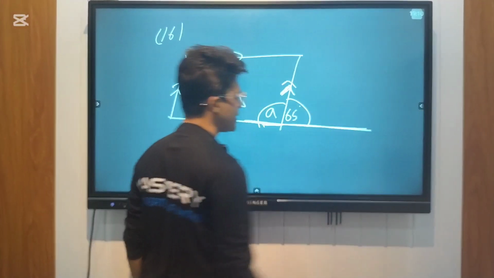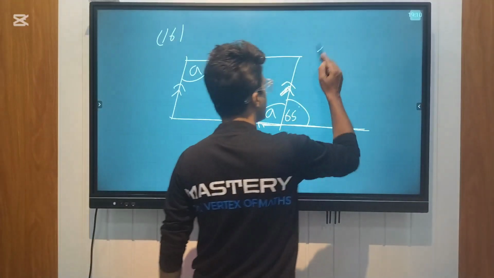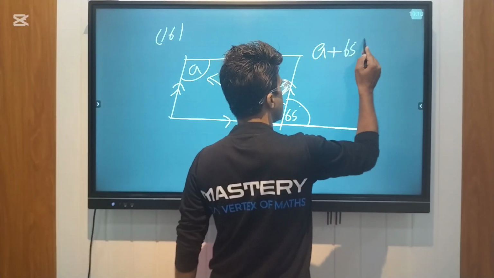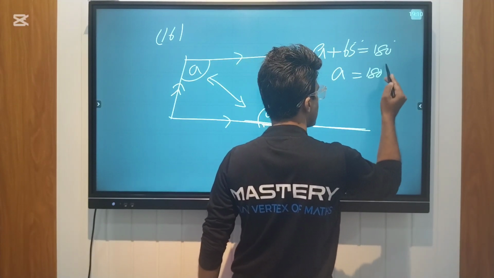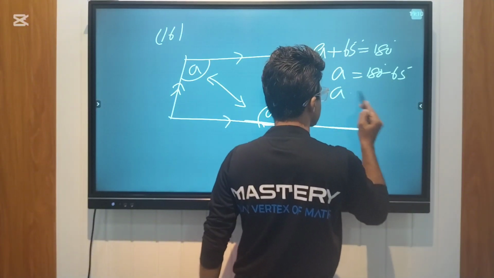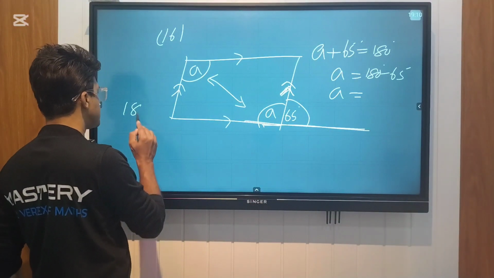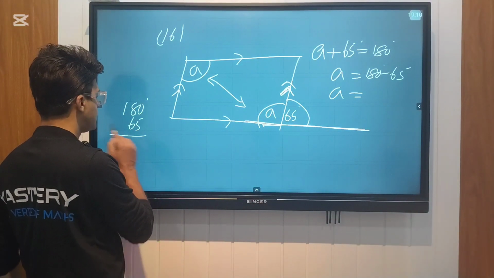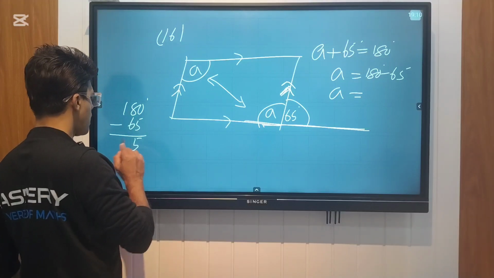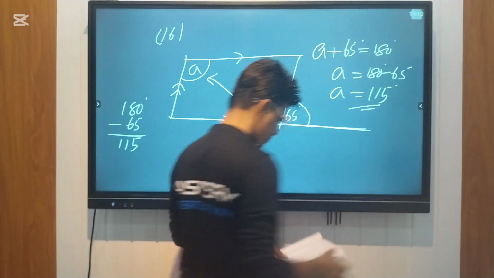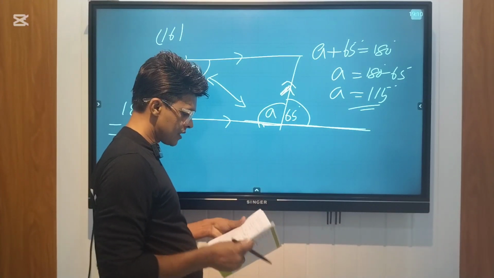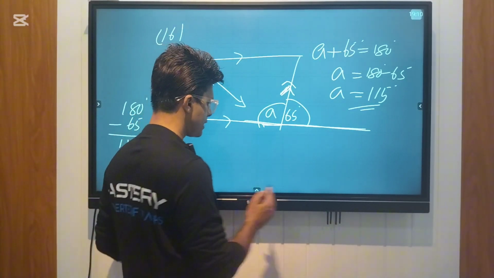So here is a straight line. So a plus 65 degrees equals 180 degrees. So a equals 180 degrees minus 65 degrees. So 180 minus 65: 10 minus 5 is 5, then 7 minus 6 is 1. So the answer is 115 degrees. a is 115 degrees.